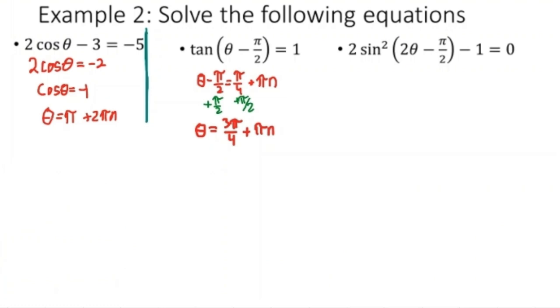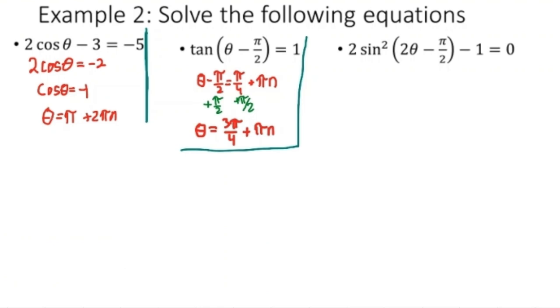Typically for sine and cosine, we will get 2 answers or 2 families of solutions, except for in the case where sine or cosine equal 1 or negative 1. Because they're the extremes of the unit circle, that is the case where we only get 1 family of solutions. With tangent, because its period is pi, we're only ever going to get 1 family of solutions.